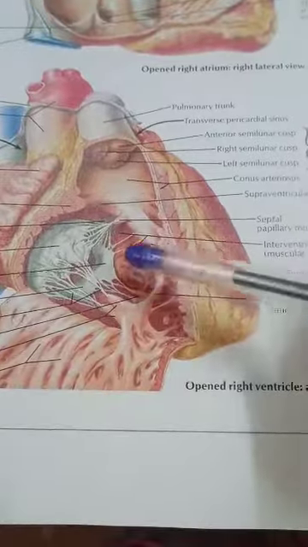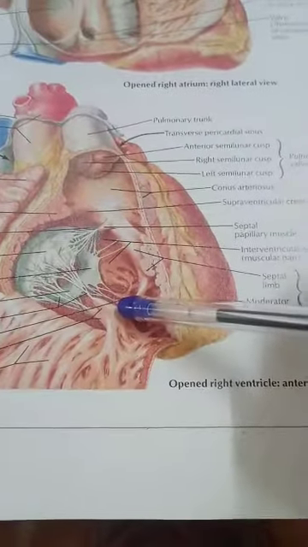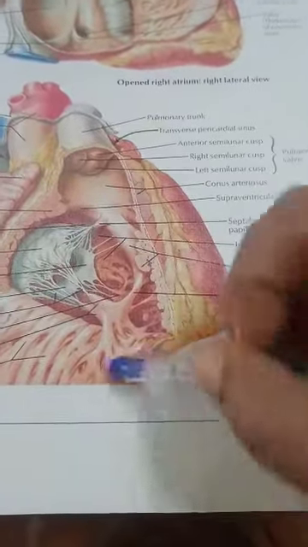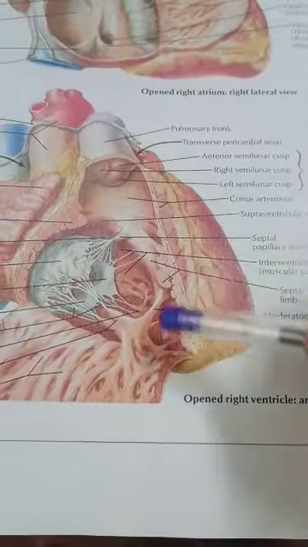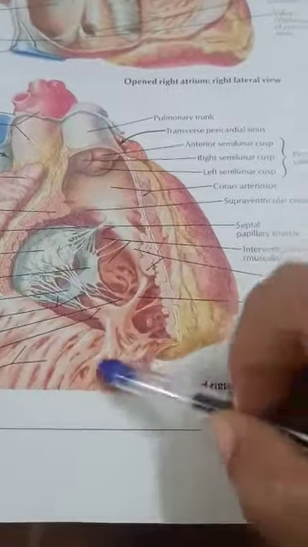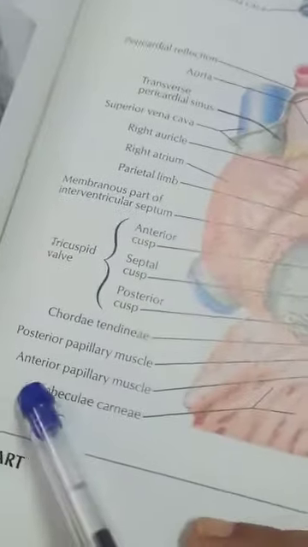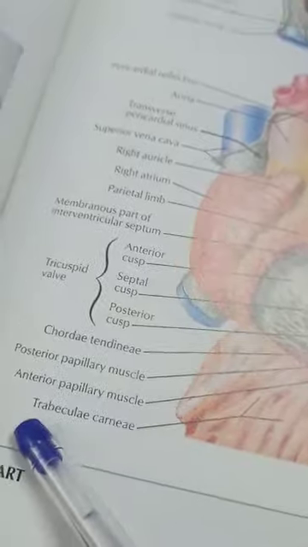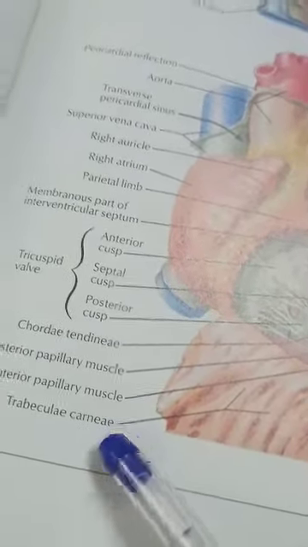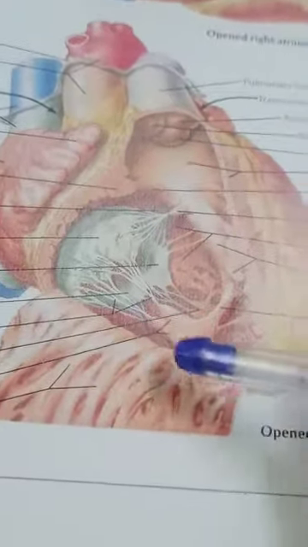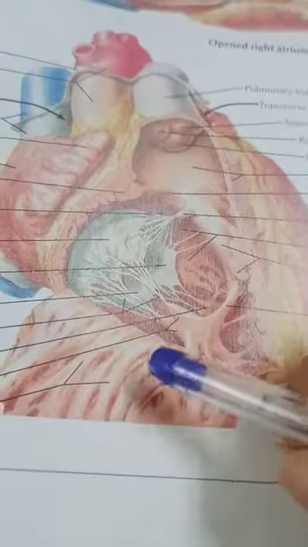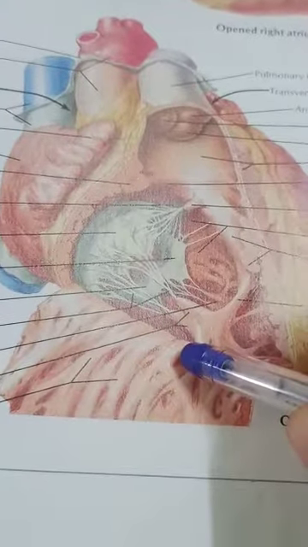Due to the presence of trabeculae carneae, the lower portion is rough. Trabeculae carneae comprise different structures: they are the bridges, ridges, and pillars.